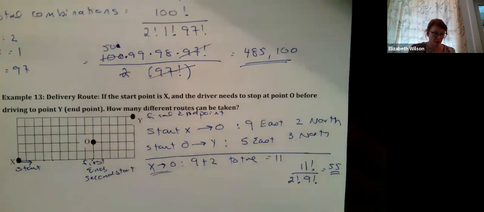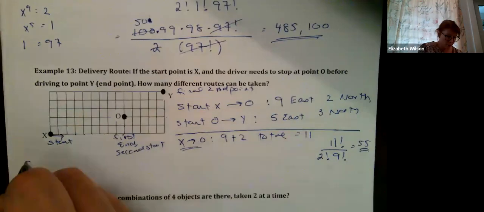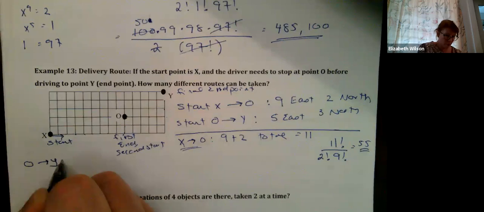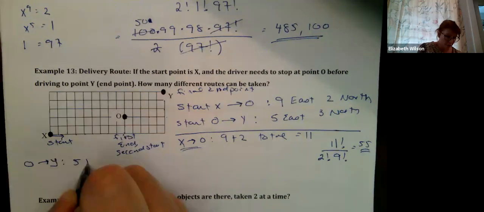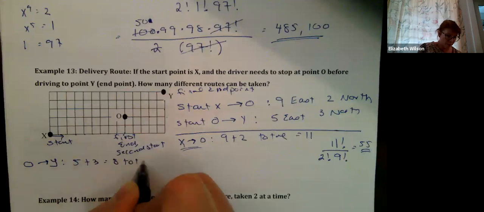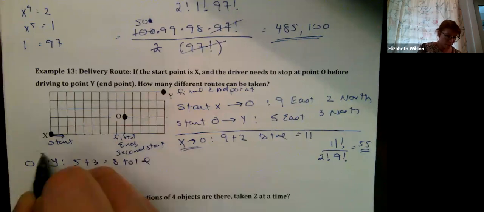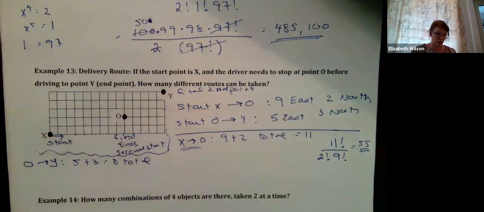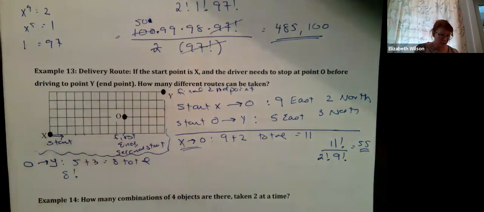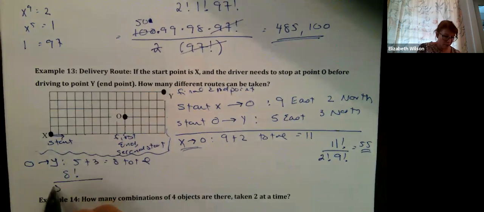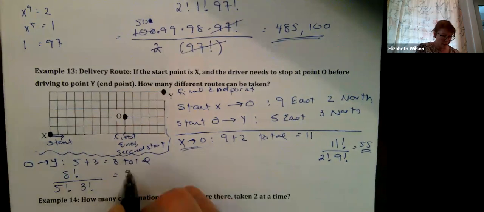So let's think about when I go from O to Y. We're going to do the same thing, right? The groupings that I have are 5 categories going east and 3 categories going north. But I'm going to go 5 plus 3 is 8 total. There are little notes here, 8 total. That gives us our numerator. So let's write that out. I've got 8 total boxes that I need to go in, 5 of one type, 3 of another. And when I multiply all this out, I get 56.